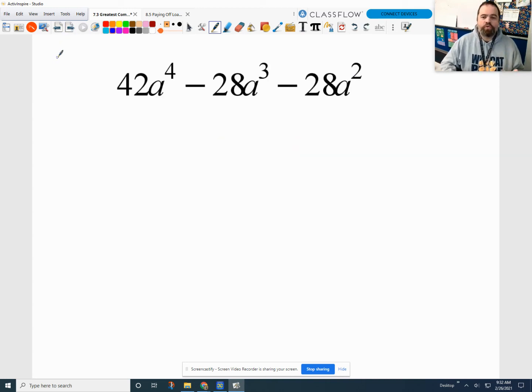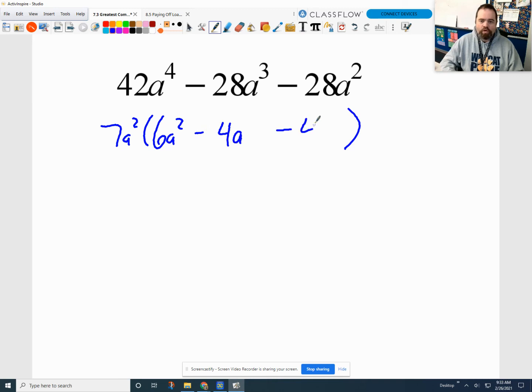Okay, 42, 28, 28. I'm going to do this one wrong at first because I want to show you guys something. So I know that 42, 28, 28 are all divisible by 14. That's the greatest number that I can divide out of these. However, you may not see that, and you're like, oh, I'm going to divide all these guys by 7. What I'm going to show you isn't correct, but you can take it a step further. That way you haven't wasted your work. So let's say I divide all these guys by 7a squared. That's going to leave me 6a squared minus 4a minus 4.